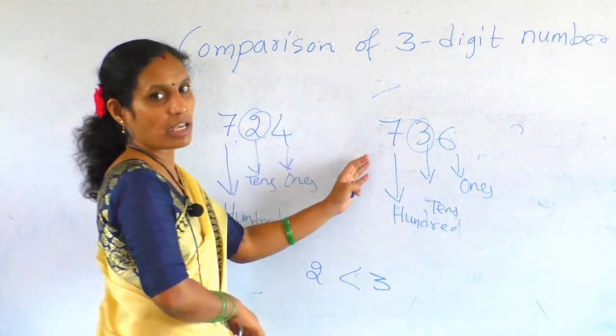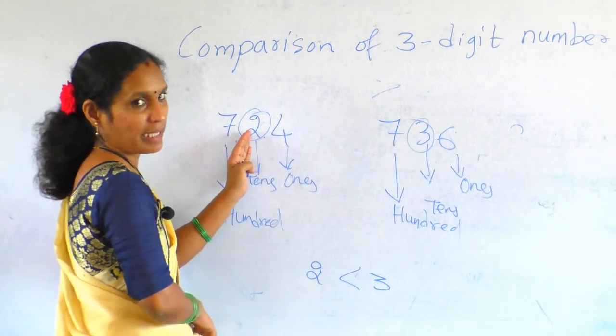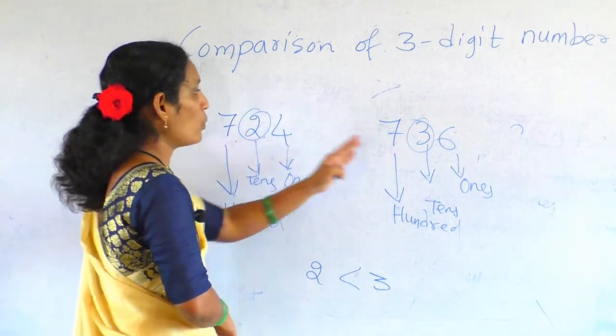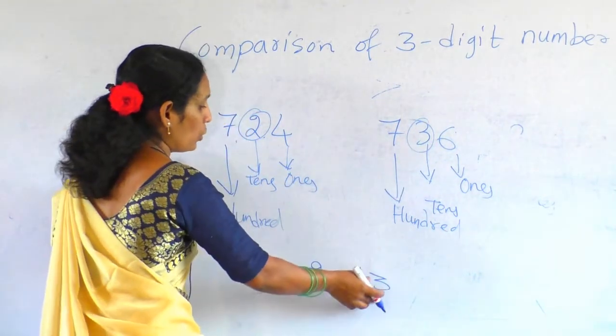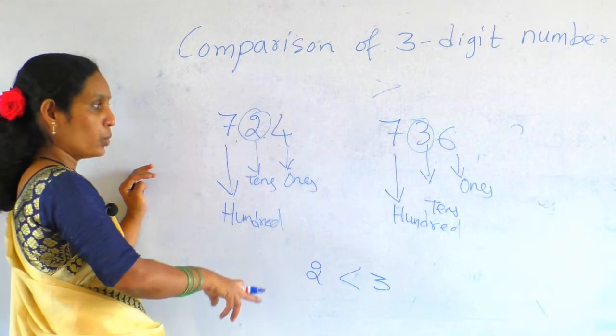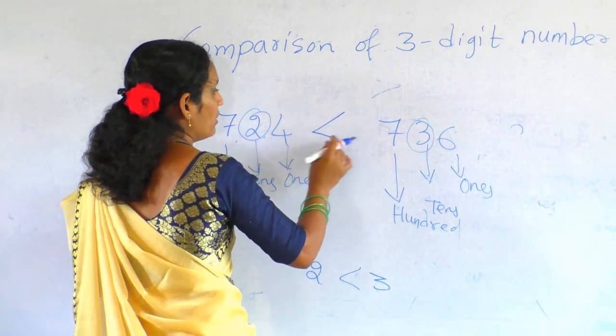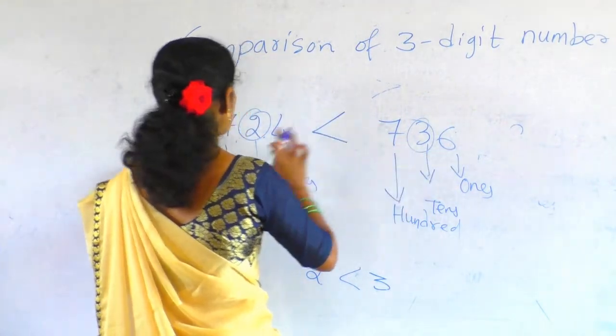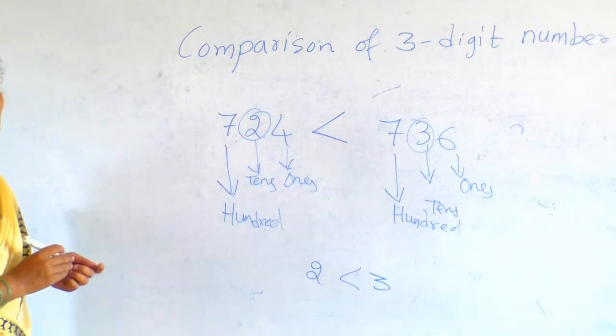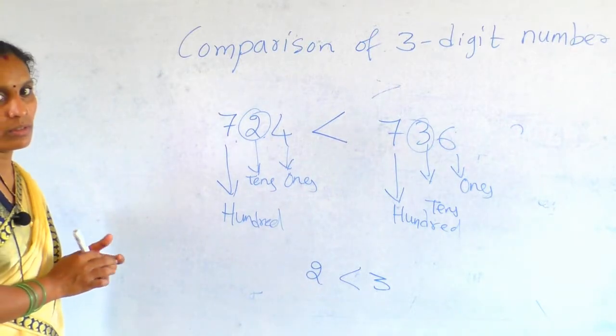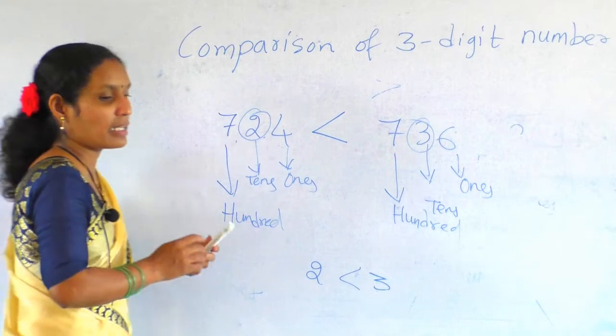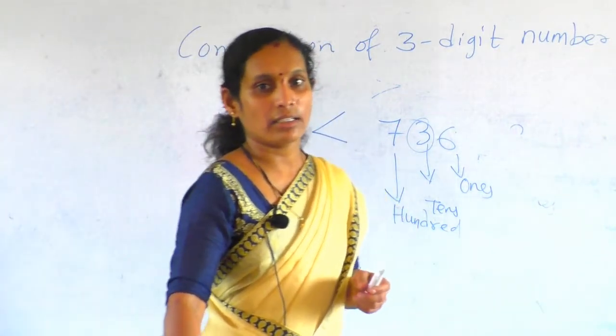7 and 7, so I move to the tens place. Now just find out 2 and 3. Automatically 3 is greater than 2. So you should write 736 is greater than 724. Understood? You should find the greater sign and the smaller sign like this.